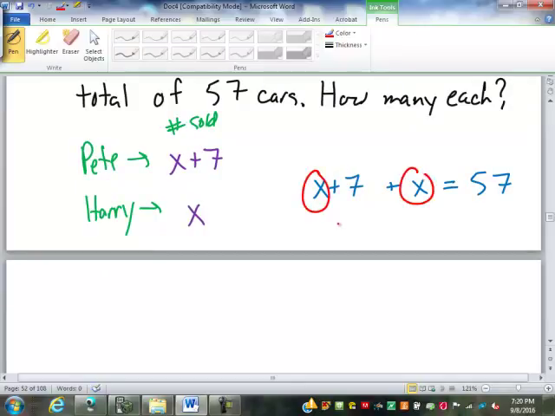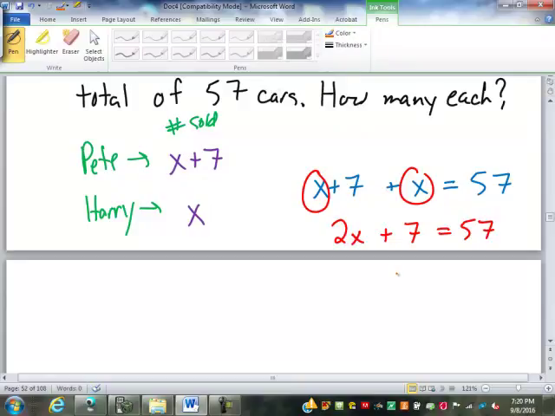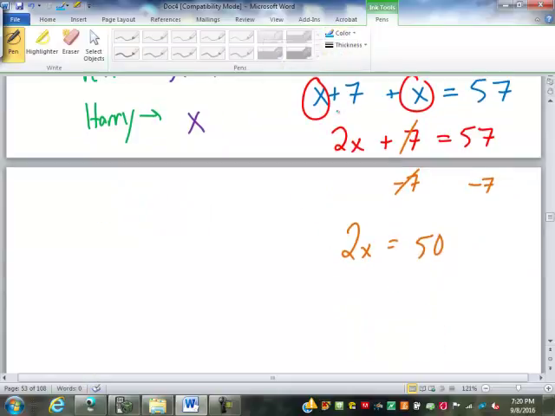X plus X makes 2X. So it's 2X plus 7 equals 57. And then subtract 7. 2X equals 50. And then divide by 2. X equals 25. Now what?